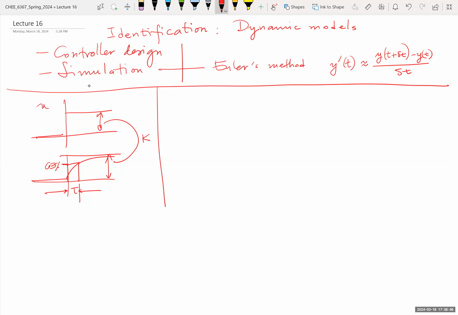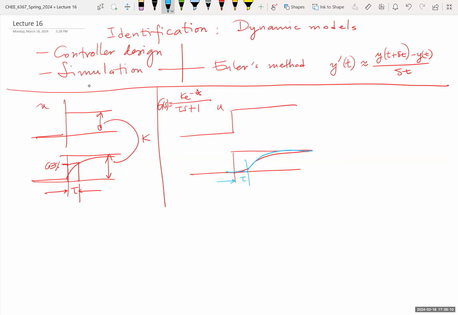You can have first order system plus time delay. It's the standard transfer function that we have seen several times. So again, you may make a step change like this. You'll get a response for your process that is something like this. You approximate it by first order plus time delay. This is the dead time from here to here. At 63%, you get the time constant tau.